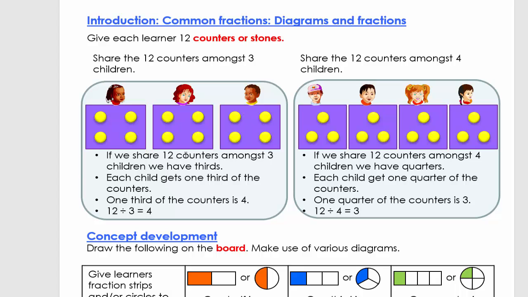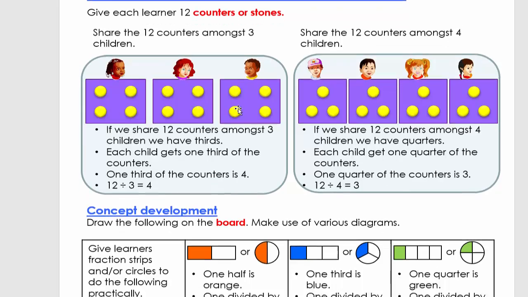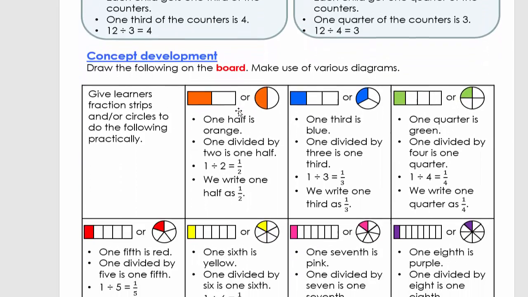I want you to pause the video now. You can repeat this activity, but then what you're going to do is the next one, where you share the 12 counters amongst 4 children. You can pause, and then we're going to carry on. Okay, let's look at the concept development.